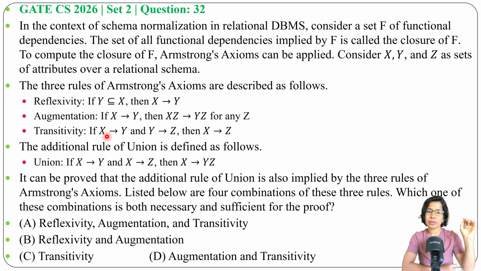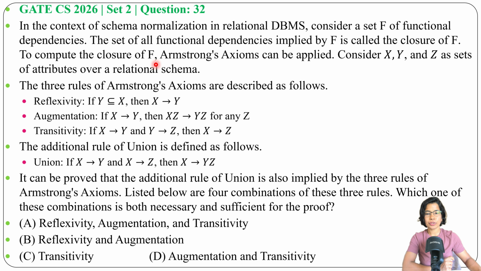Hey students, let's solve one previous question of DBMS. This question was asked in GATE CS 2026 set 2, question number 32. In the context of schema normalization in relational DBMS, consider a set F of functional dependencies. The set of all functional dependencies implied by F is called the closure of F.